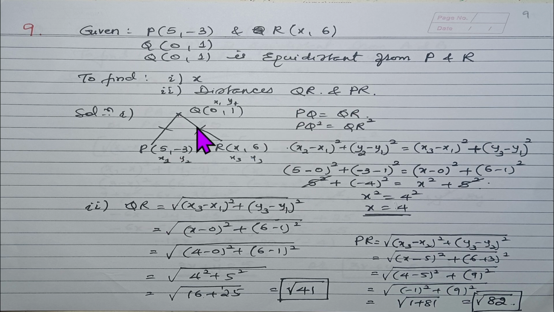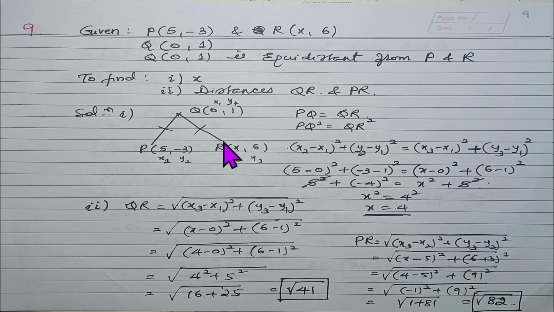QR is again the distance, this distance there. Again use the distance formula, that is we know that it is (x minus 0) whole square plus (6 minus 1) whole square, but we know that x is equal to 4. So (4 minus 0) whole square plus (6 minus 1) whole square, that means 4 square plus 5 square, that is 16 plus 25, which is 41. So the answer is root of 41. So QR is root of 41.